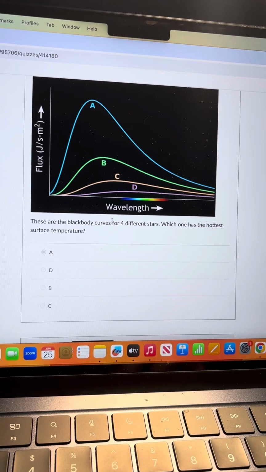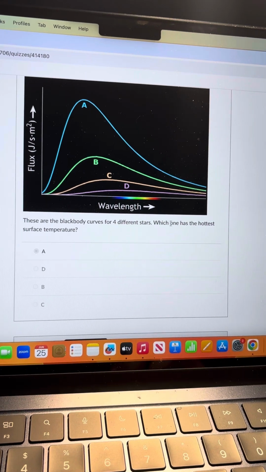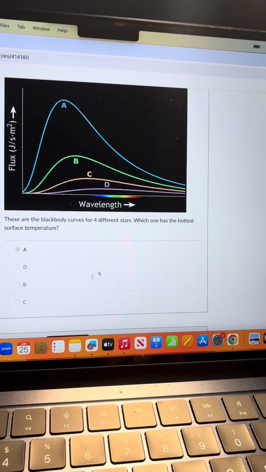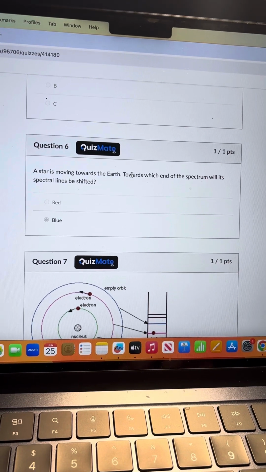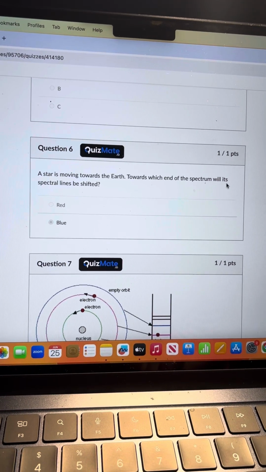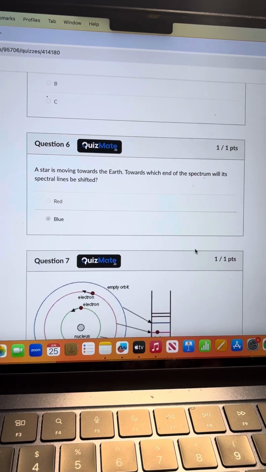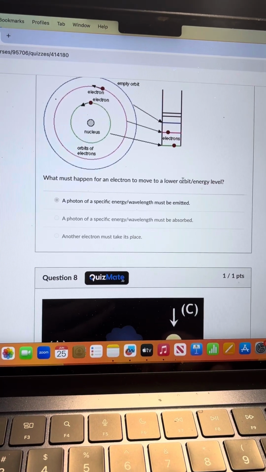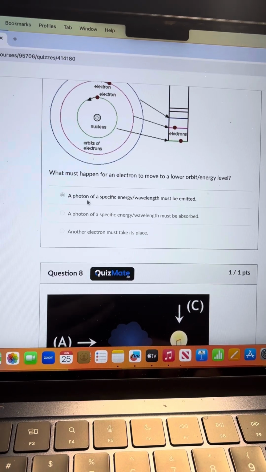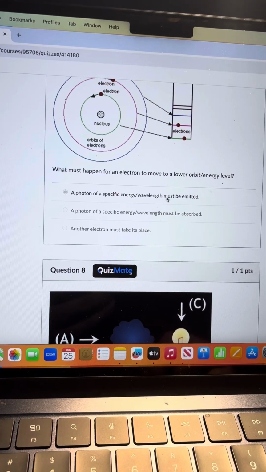There are black body curves for 4 different stars. Which one has a hotter surface temperature? The answer is A. A star is moving towards the Earth. Towards which end of the spectrum will its spectral lines be shifted? Blue. What must happen for an electron to move to a lower orbit energy level? A photon of specific energy wavelength must be emitted.